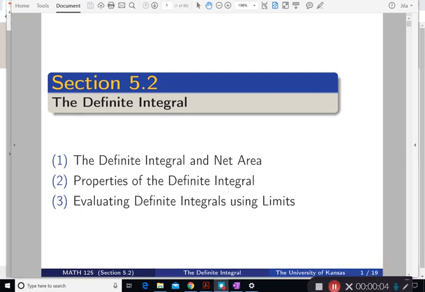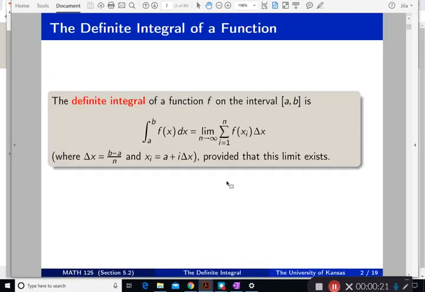Section 5.2, the definite integral. What we're discussing today is the definite integral and net area, properties of definite integrals, and evaluating definite integrals using limits. So what is a definite integral?